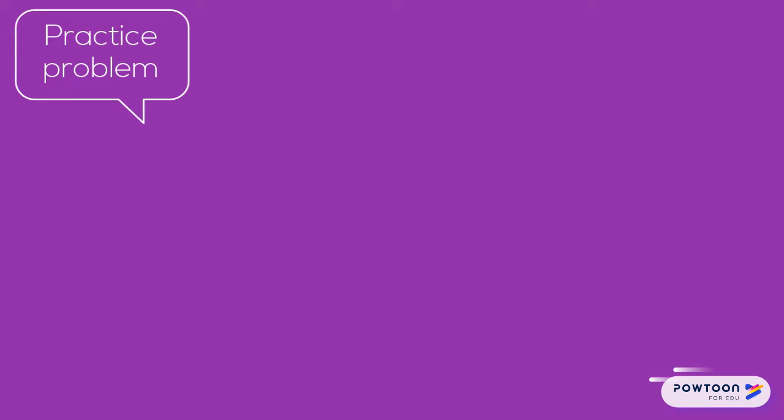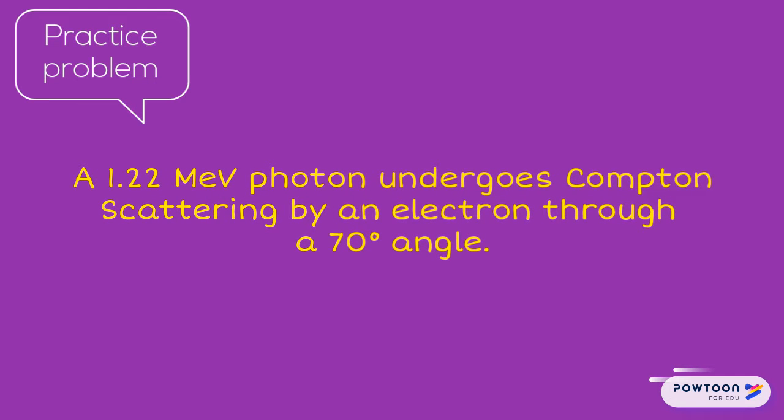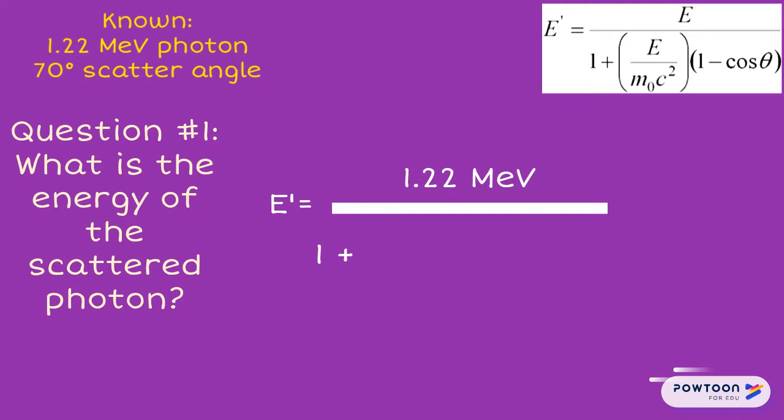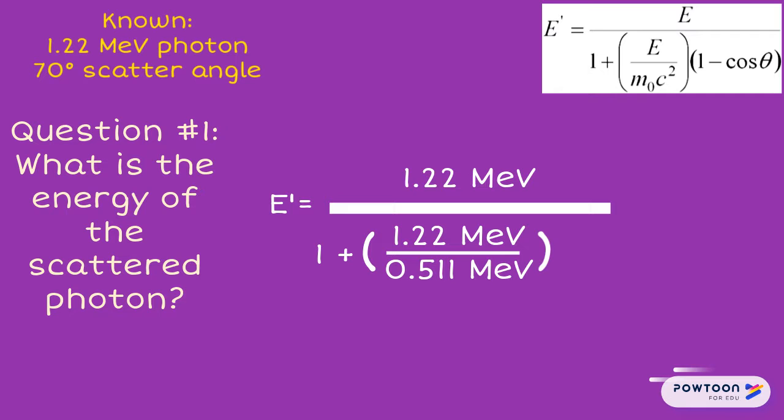Let's go through a practice problem together to make sure we know how to use this equation. A 1.22 MeV photon undergoes Compton scattering by an electron through a 70-degree angle. Question number 1. What is the energy of the scattered photon? We know that E equals 1.22 MeV, m naught c squared equals 0.511 MeV, and theta equals 70.